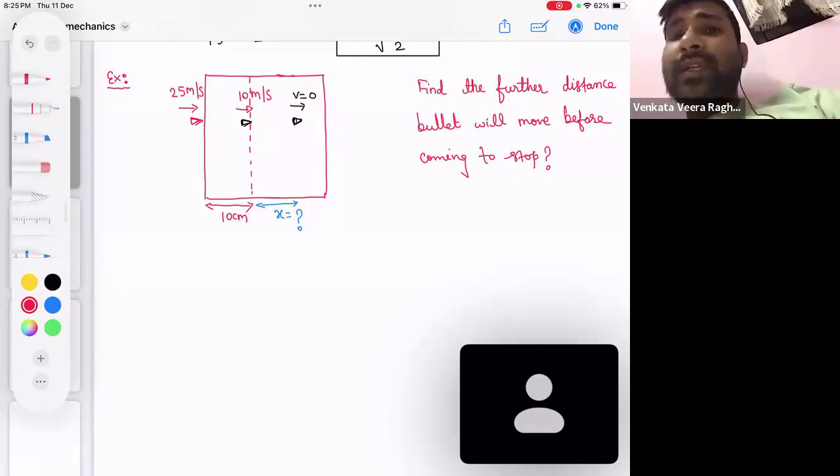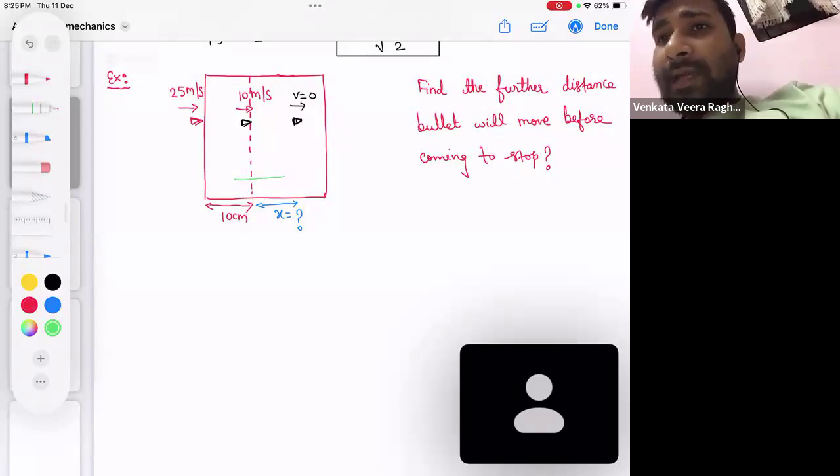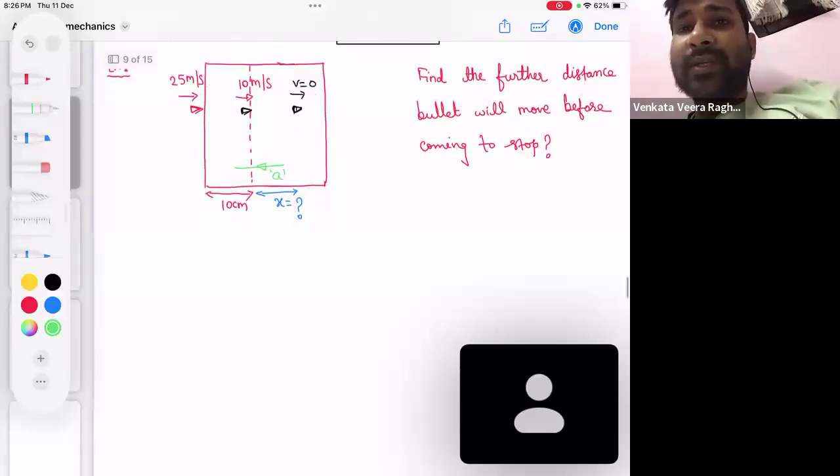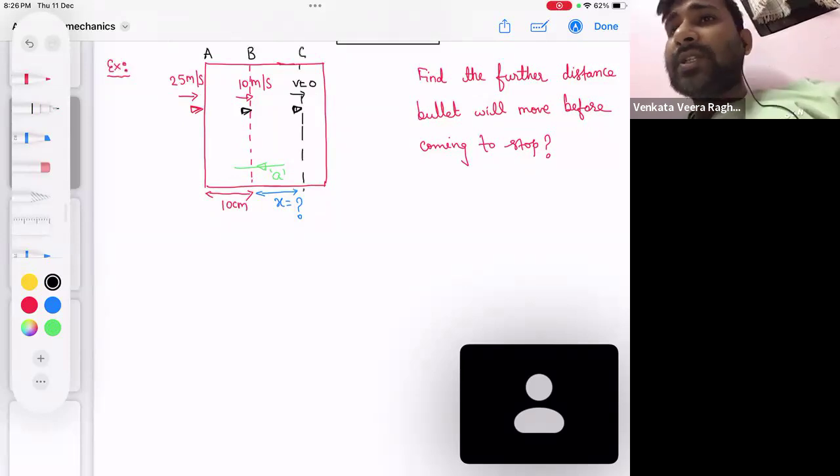Okay, so let's see what we should do. So here, is it the retardation case? Please tell me, why retardation case? Because this wood will be applying the force in the opposite direction, causing it to retard, slowing down. So please tell me, what should I do? Should I first apply the equation between A and B, and then it is finally coming to rest here? So again, I will apply the equation between B and C. But first, I should apply between A and B.